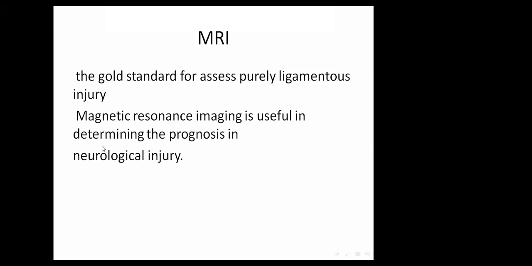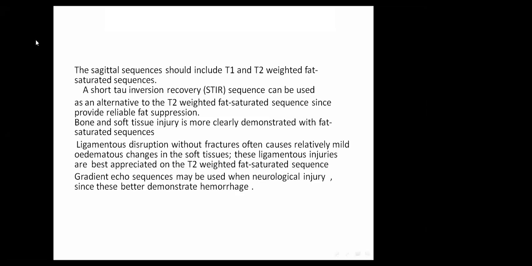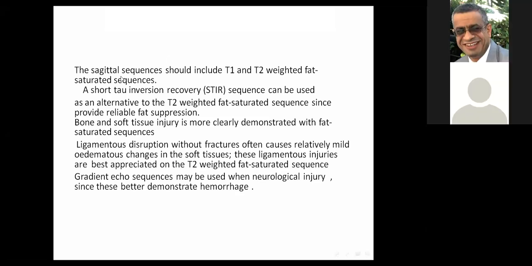MRI is useful in determining the prognosis and neurological injury. The sagittal sequence should include T1 and T2 weighted fat saturated sequences. Short tau inversion recovery sequence can be used as an alternative to T2 fat saturated sequences, provided it gives reliable fat suppression. Bone and soft tissue injury is more clearly demonstrated with fat saturated sequences.